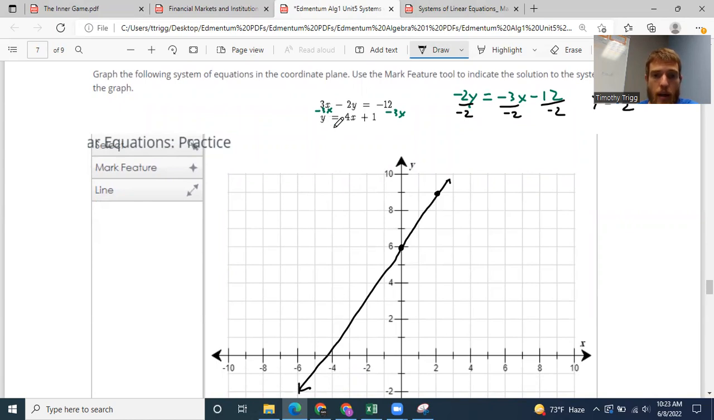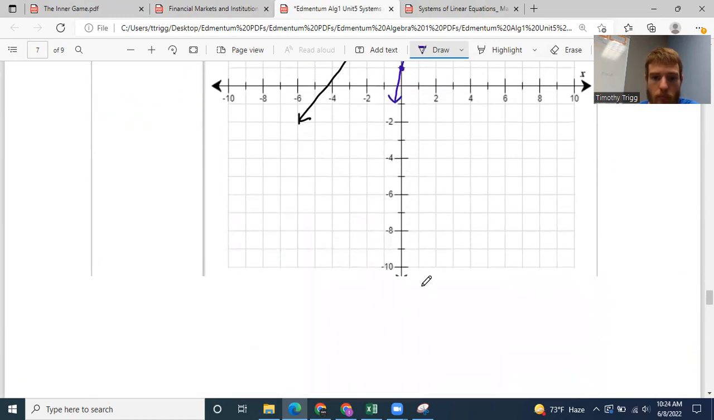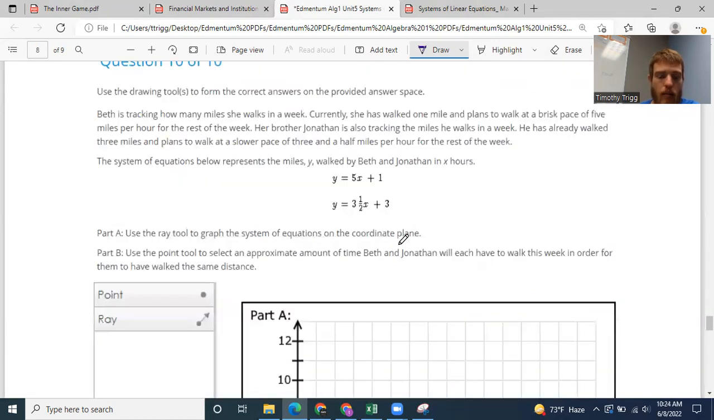The second equation, y equals 4x plus 1. Here, the y-intercept is 1. And then our slope is 4 over 1. So from here, we're going to go up 4, 1, 2, 3, 4, and over 1. 1, 2, 3, 4 over 1. Okay, so I can see already where these two lines are going to cross each other. Their intersection would be right here at, looks like 2, 9. Okay, make sure to put that point there on the intersection.